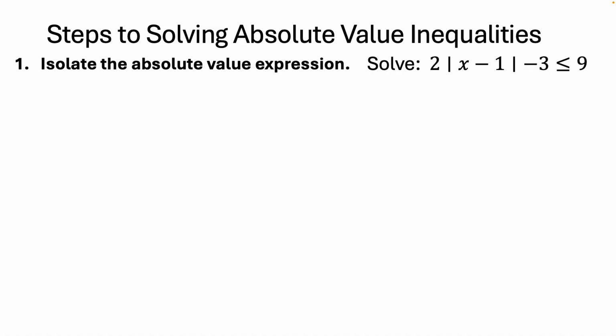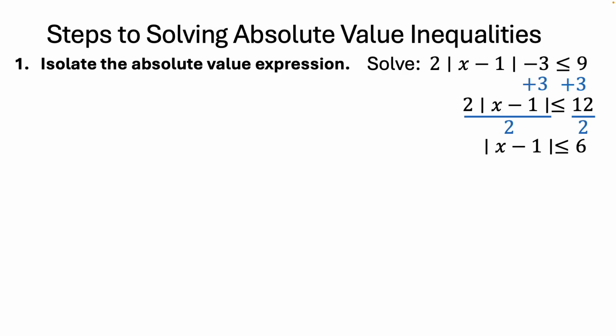The first step is to isolate the absolute value expression. Looking at this inequality, we need to isolate the absolute value of x minus 1. So I'm going to start by adding 3 to both sides of this inequality. That would leave me with 2 times the absolute value of the quantity x minus 1 is less than or equal to 12. Then I need to divide both sides by 2. That would leave me with the absolute value of x minus 1 is less than or equal to 6. So now we've isolated the absolute value part of this inequality.